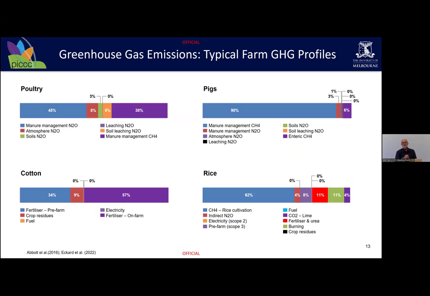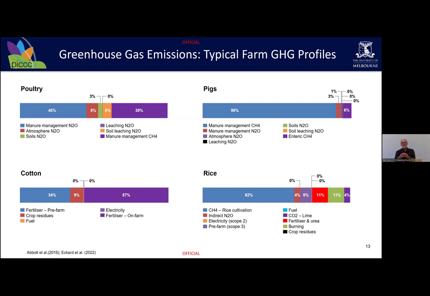Just show you some others. Pigs and poultry, for example, there's not a lot of emissions from the animals themselves. So it's mainly from the manure management that you see, either nitrous oxide and methane from manure management in poultry, or mainly methane from manure management in pigs. Cotton, on the other hand, is a bit like the grains industry, very dependent on nitrogen fertilizer. So most of their emission profile is to do with nitrogen.